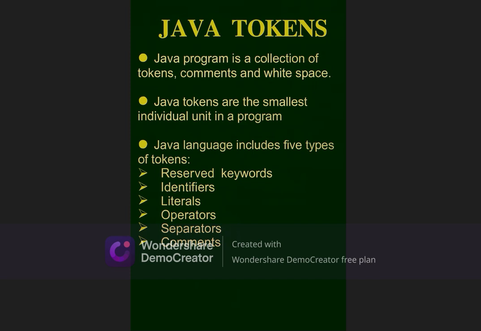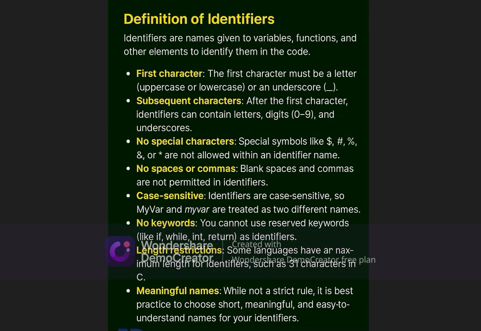First, we will start with identifiers. So let's begin. The definition of identifiers is identifiers are the name given to variables, functions, and other elements to identify them in the code. We have certain rules to create the identifiers. We will see one by one.